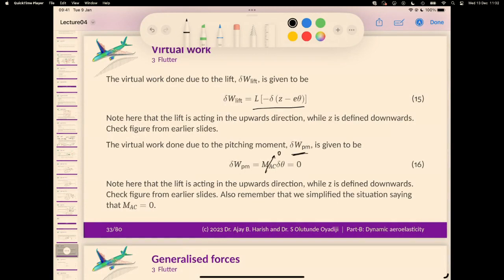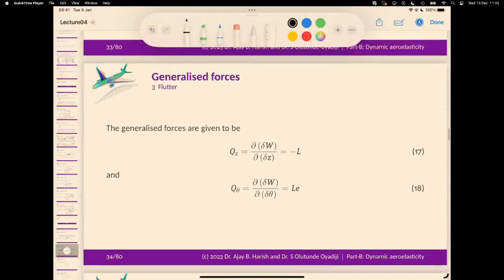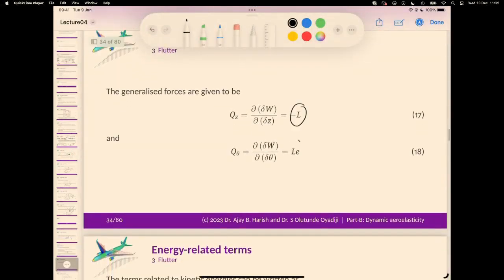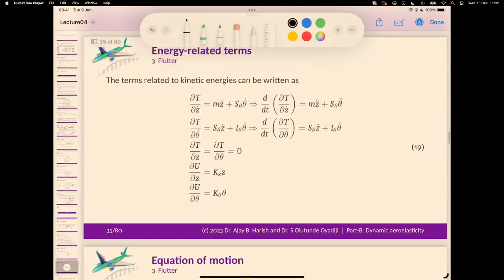Without any loss of generality, let's just assume this to be zero. Let's assume that the pitching moment acting on the aerodynamic axis is zero. We are not going to lose anything by doing that. We just make our life a little easier and be able to analyze the situation itself.